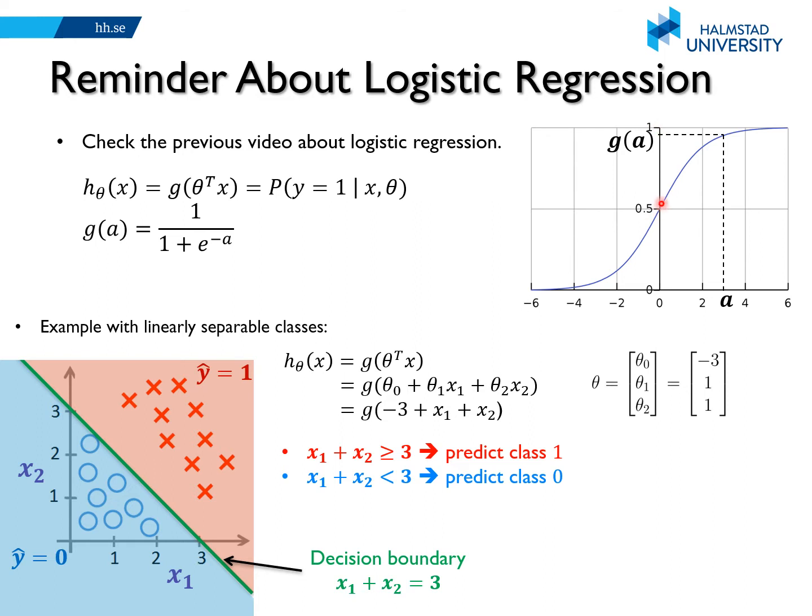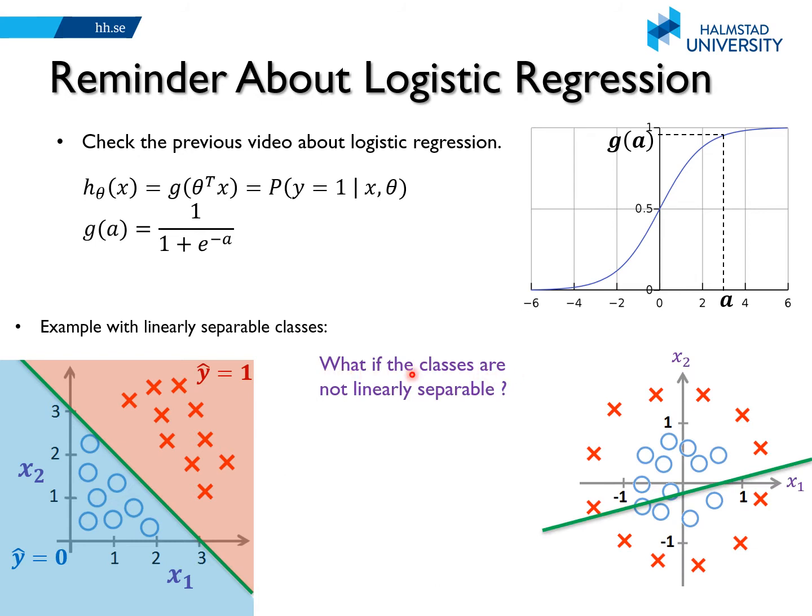which is between 0.5 and 1. So the predicted class will be 1, and this is the case for any point which lies in this red region. And if this theta transpose x is negative, meaning x1 plus x2 is less than 3, then the predicted class will be 0. And this is the case for any point in this blue region. So this is the example we saw previously. It's an example of a linearly separable case.